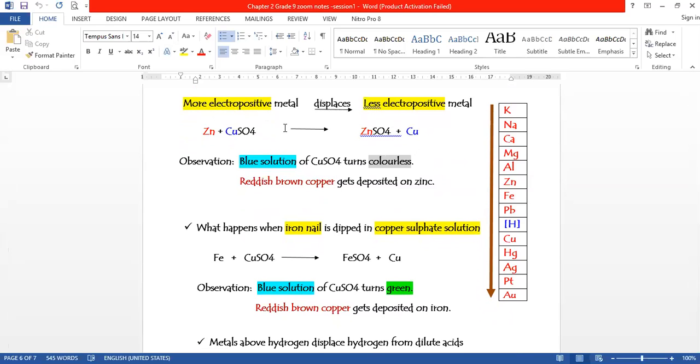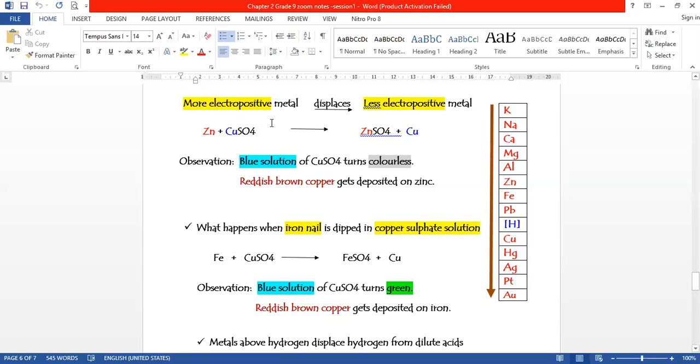Now, electropositivity is a property of an element in which it donates its electron easily. So the more easily the electron is donated by an element, the more electropositive that element will be. The elements on top of the metal reactivity series are more electropositive, so they can go and displace less electropositive elements given below them. So it can easily displace it from the solution.